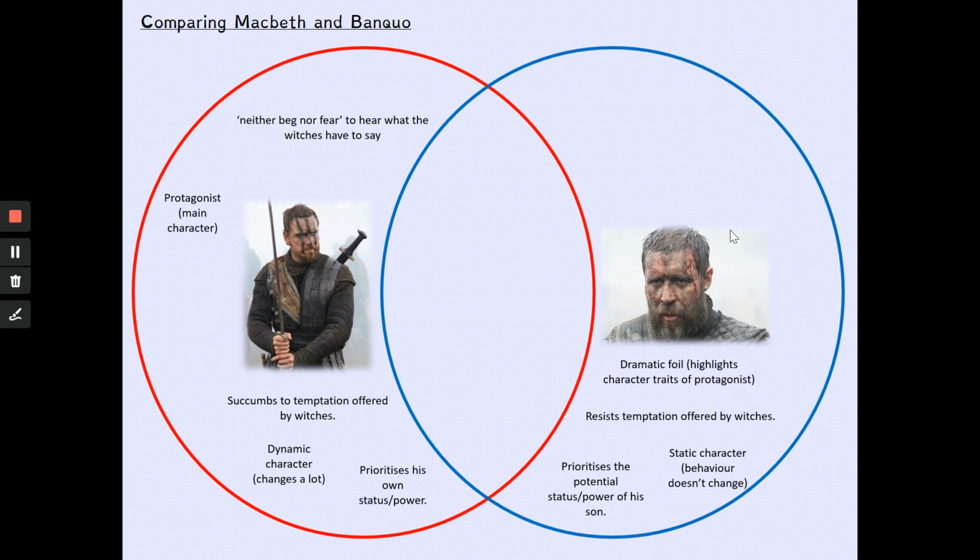In response to the witches, that should be the other way around, actually. That should be on the Banquo side. Whoops. Banquo says he neither begs nor fears the witches, and he's not going to be affected by what they have to say. Whereas Macbeth says, stay you imperfect speakers, and he is rapt with all. So you need to swap those two around. I've got those in the wrong way.